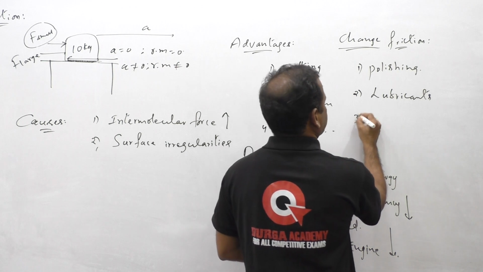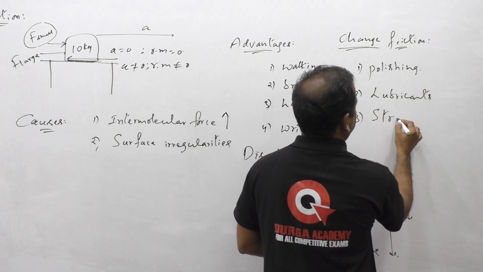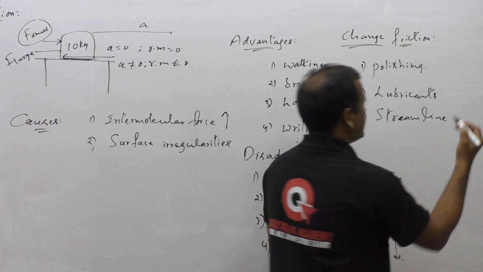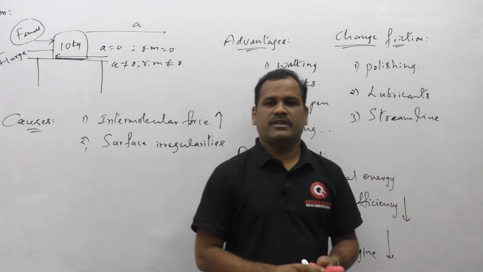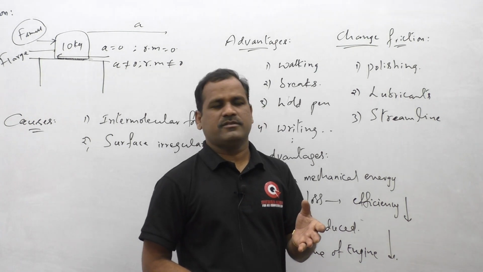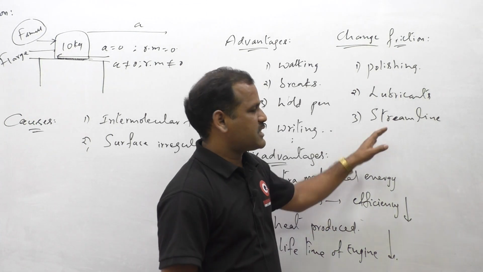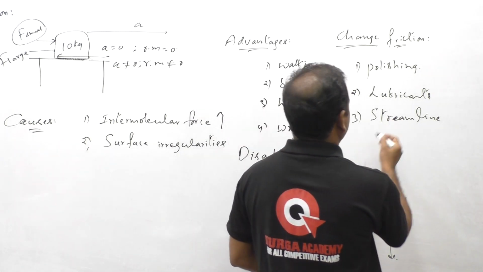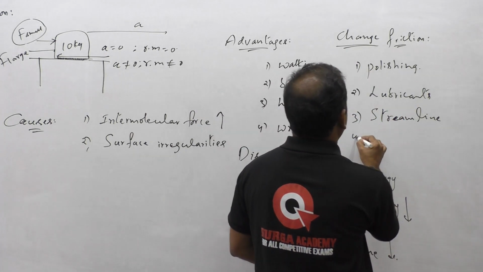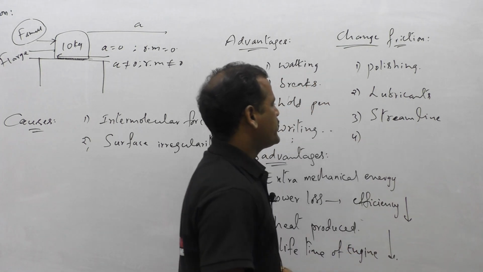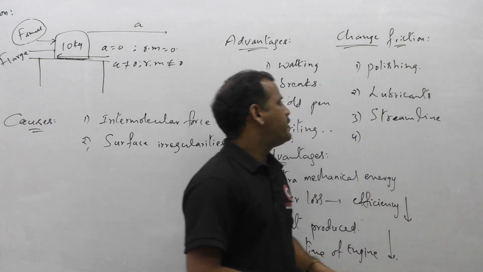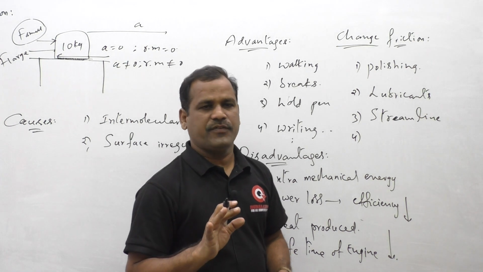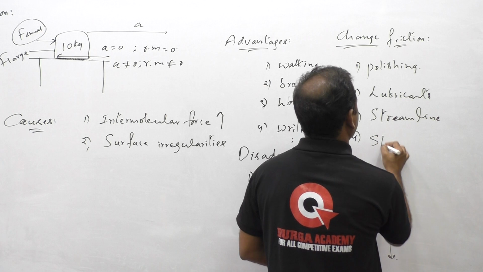Similarly, streamlining. Some automobiles are designed with curved surfaces to decrease the friction here. That is called streamlining. That changes or decreases the friction. And we can observe that by selecting the proper material we can also decrease the friction here.